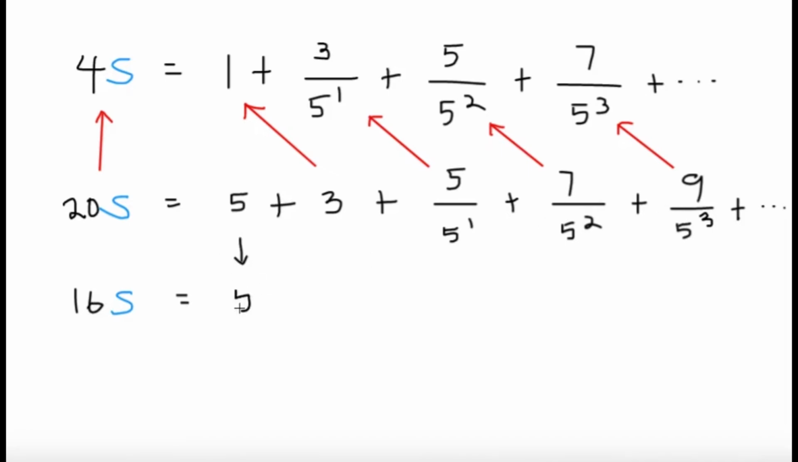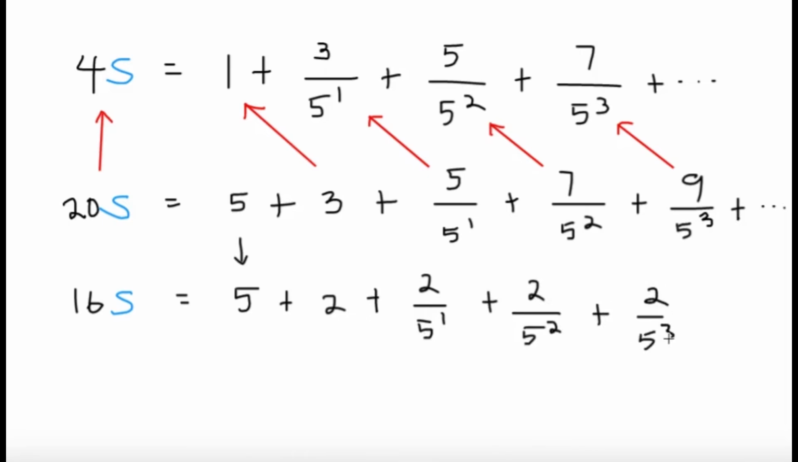The 5 here becomes a 5. 3 minus 1 gives me a 2. 5 over 5 raised to 1 minus 3 over 5 raised to 1 is going to give me 2 over 5 raised to 1. And then you can see that we're just going to do the other terms similarly. Now, upon taking another difference, we can see a nice observation in this part of the sum.